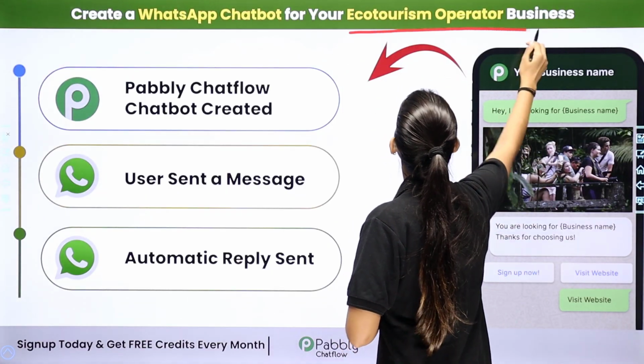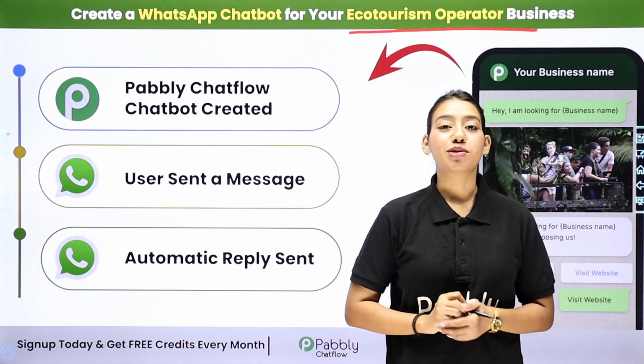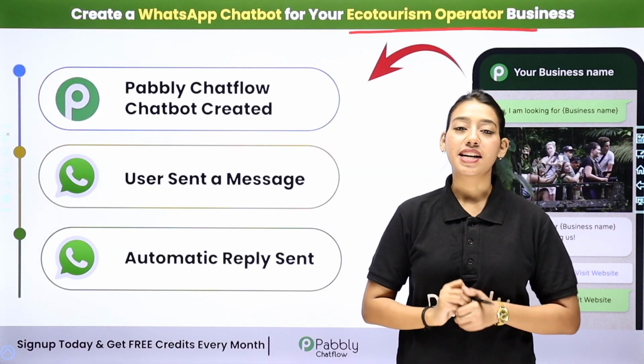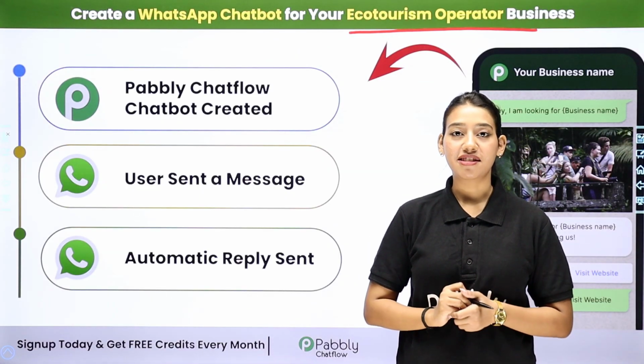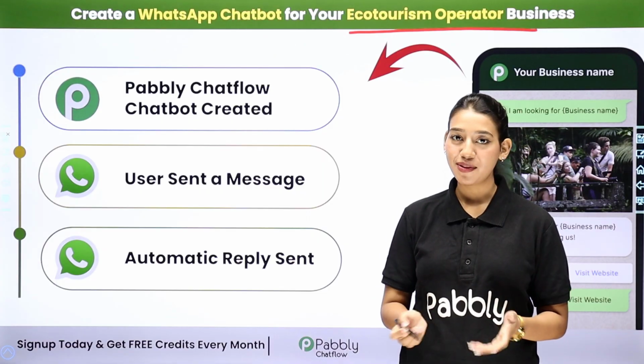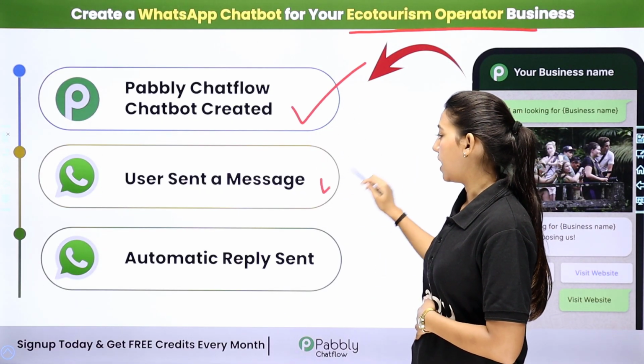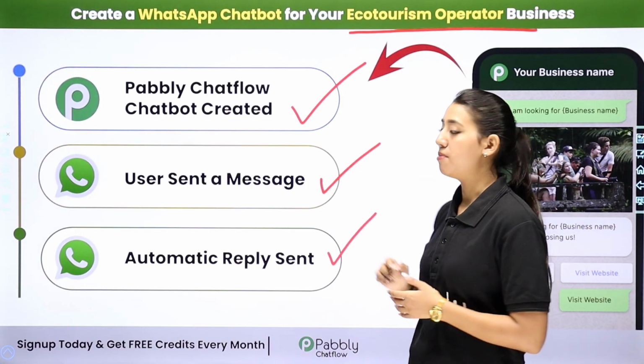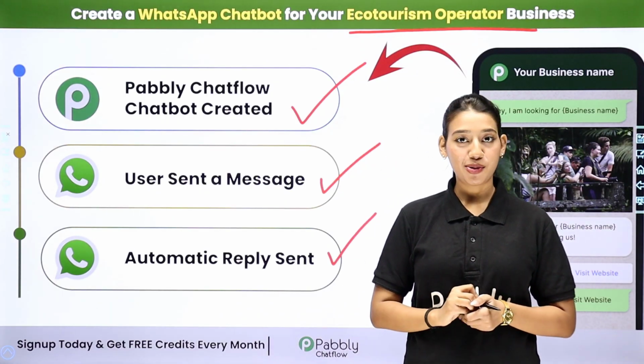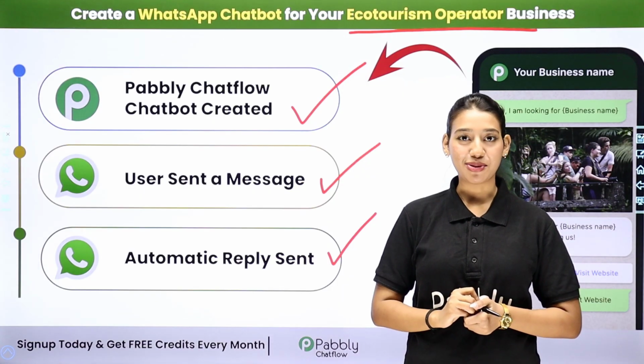We are going to learn how to create a WhatsApp chatbot for your ecotourism operator business. If you are an ecotourism operator, then manually sending all the tour packages and itineraries can be a very time consuming process. So with the help of Pabbly Chatflow, we are going to create a WhatsApp chatbot which will send all the itineraries and automate this whole process on our behalf. Now if you want to learn how to create this amazing chatbot, then let me take you to my screen.